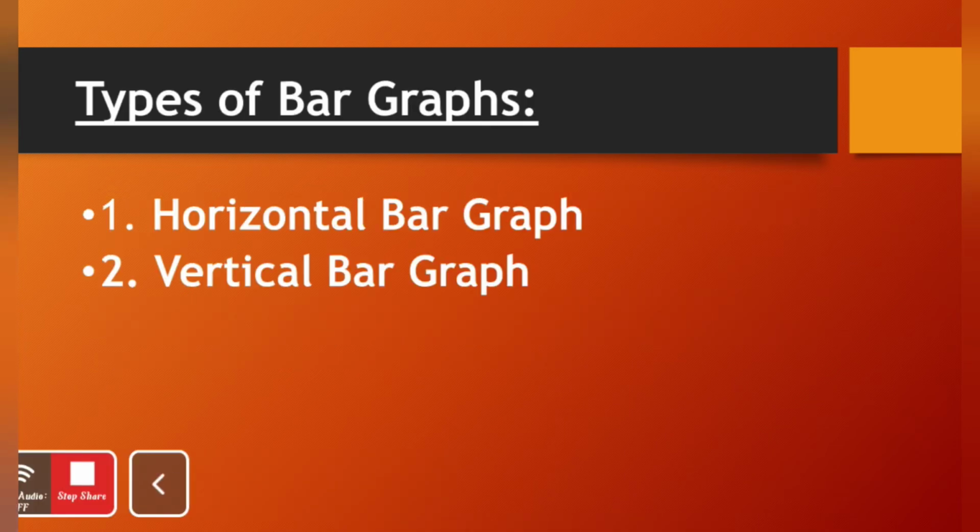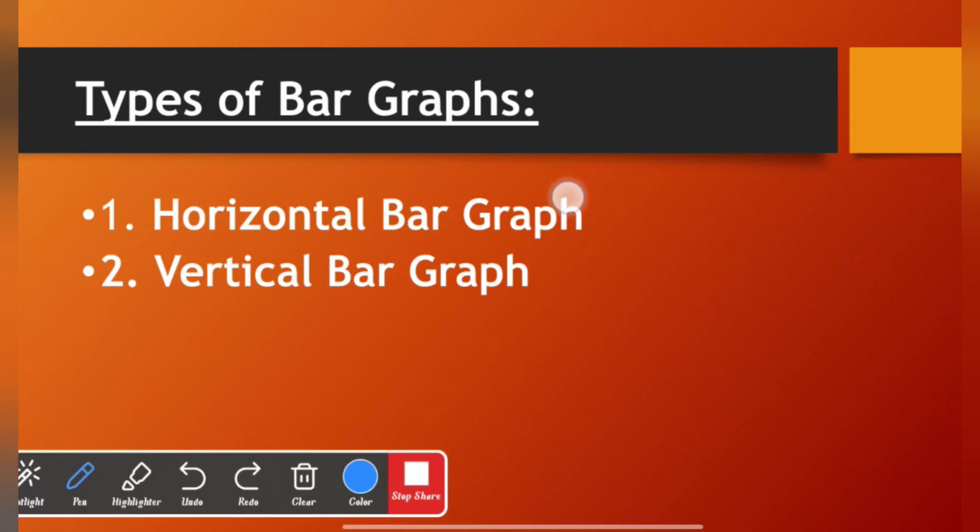So, the types of bar graphs. What are the types of bar graphs? There are two types of bar graphs. One is the horizontal bar graph and the other is the vertical bar graph. What is the main point to differentiate a horizontal bar graph from a vertical bar graph? Only one point you have to remember. What is that? Let's see.